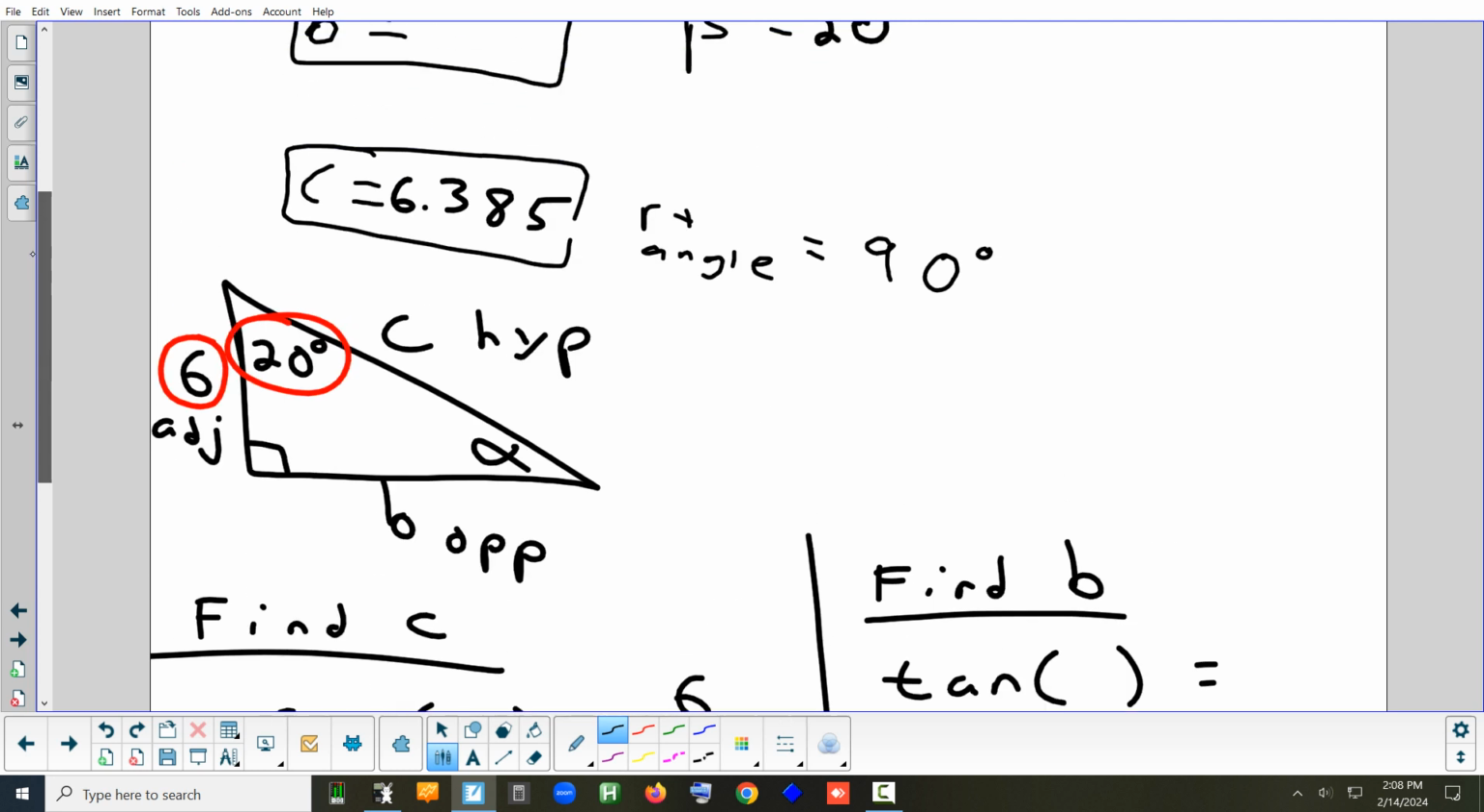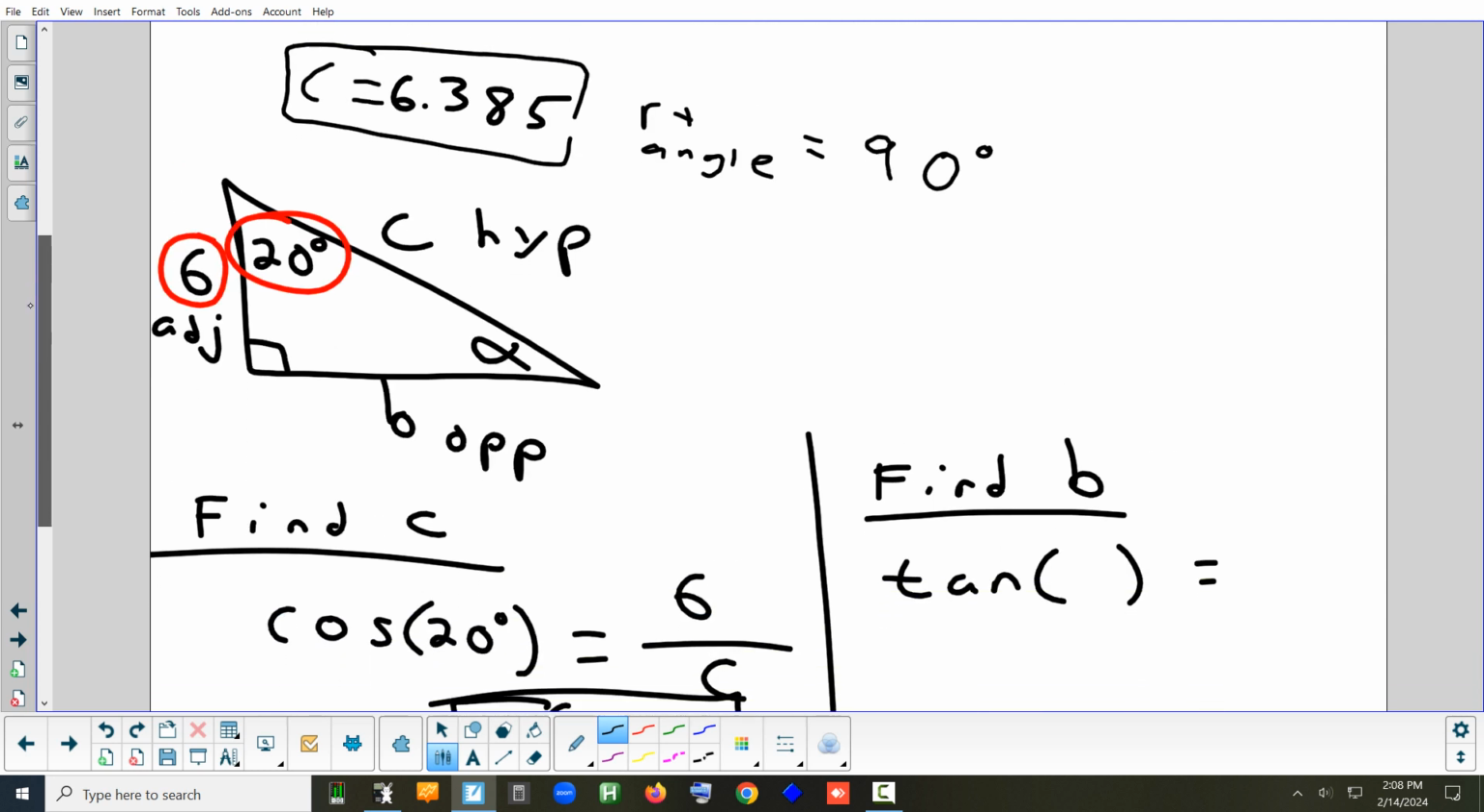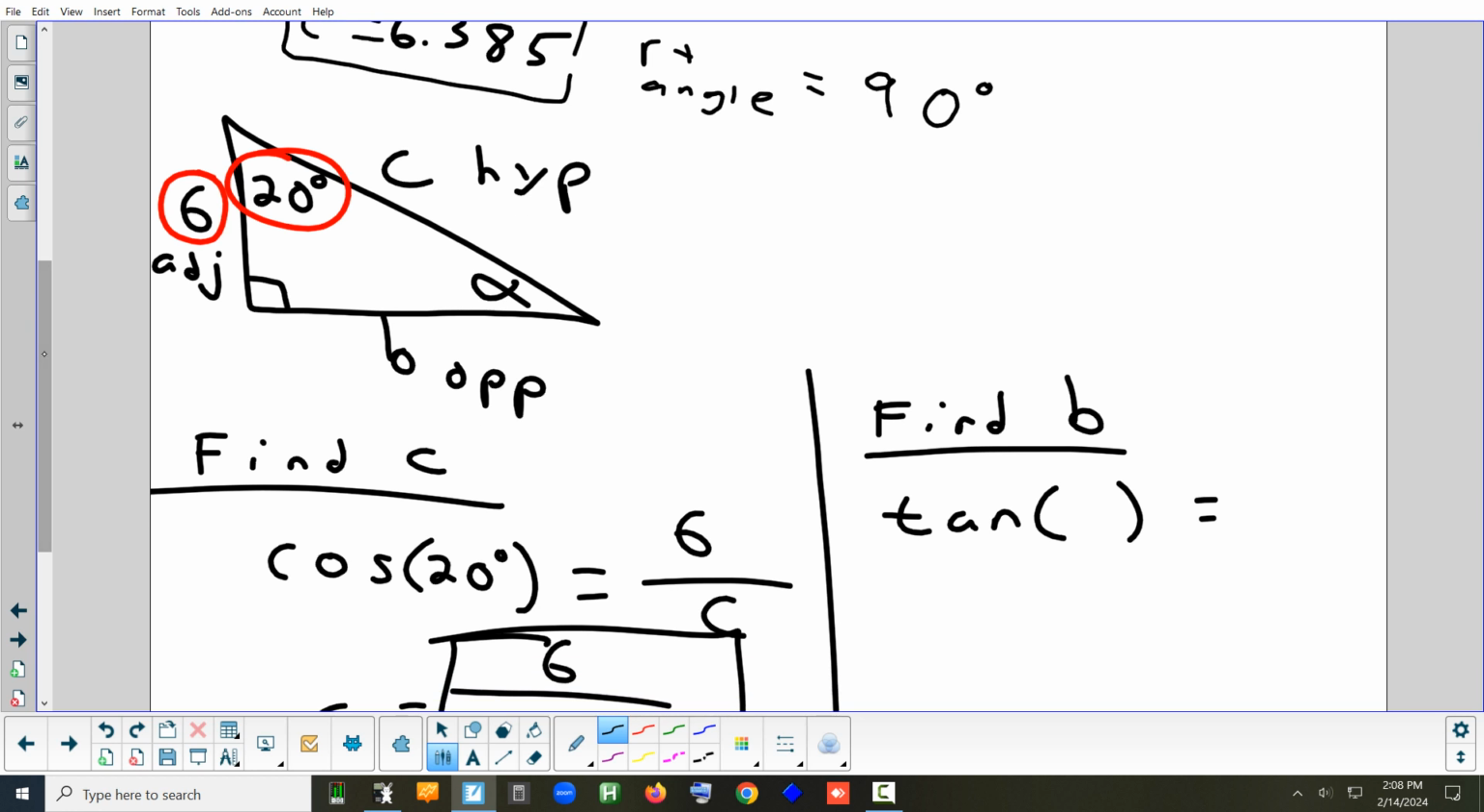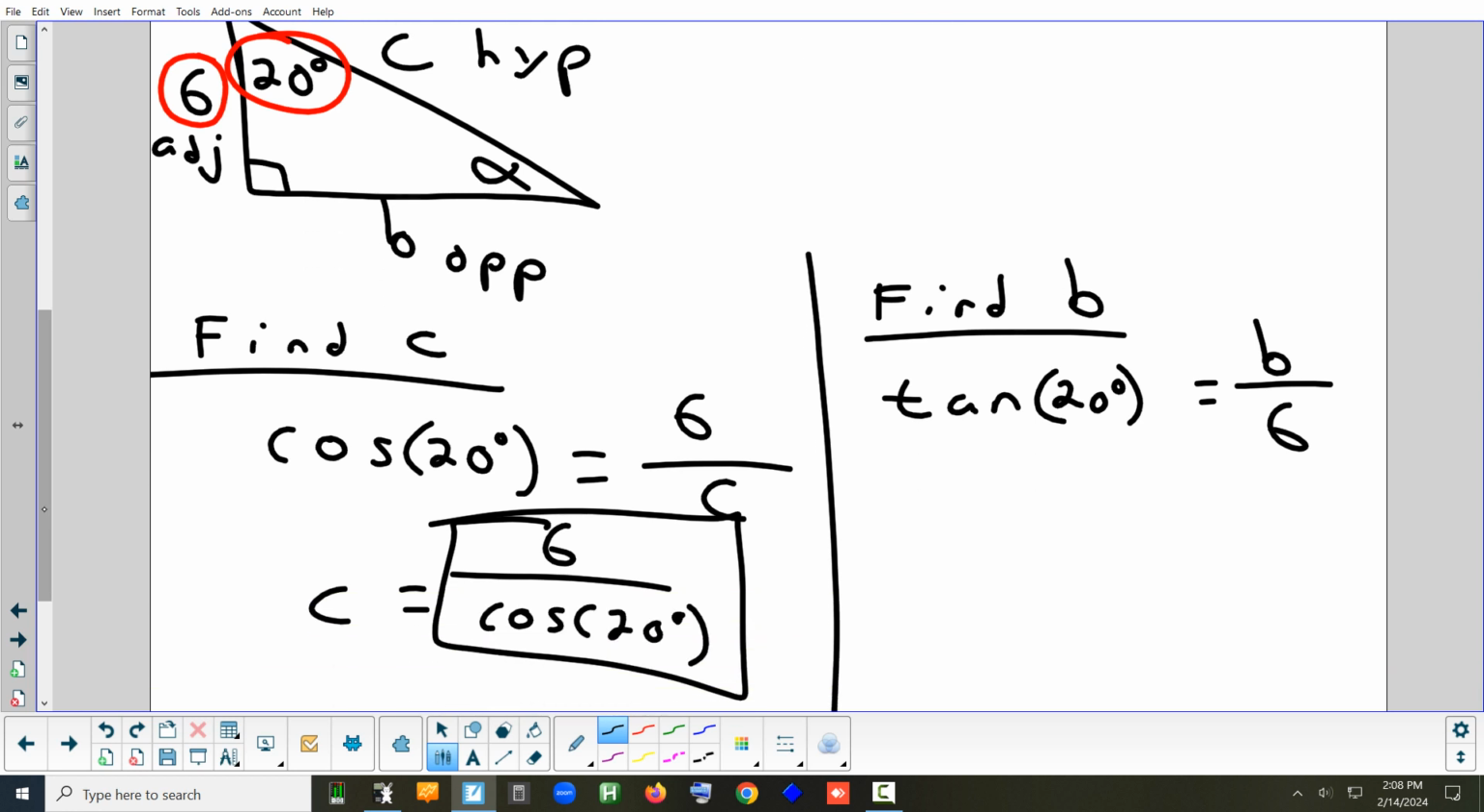All right. So tangent of, now we need our angle. What's the angle? 20 degrees. Opposite over adjacent: B over 6. Now, you don't want to switch the 6 and the tangent 20. That's not going to get B by itself. What do we do to get B alone? Multiply by 6 on both sides. The 6's are gone, and that should be your answer for B: 6 times the tangent of 20.